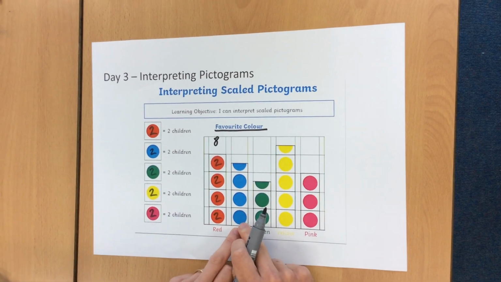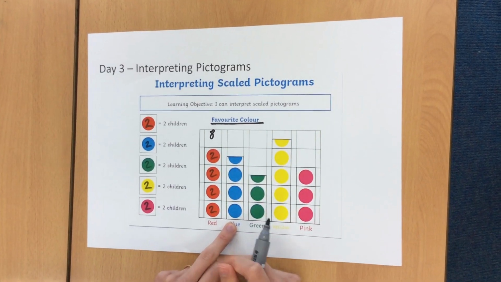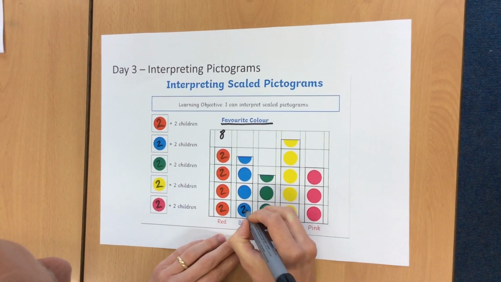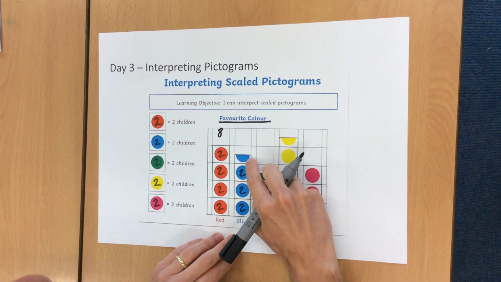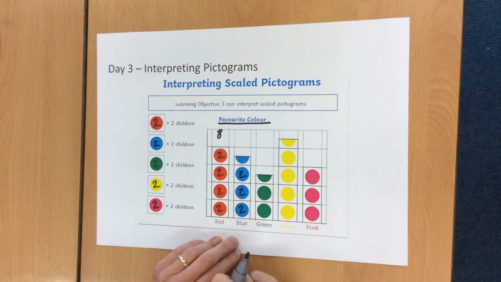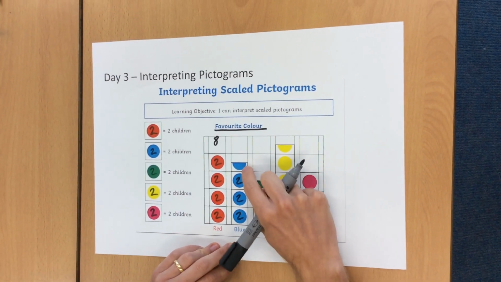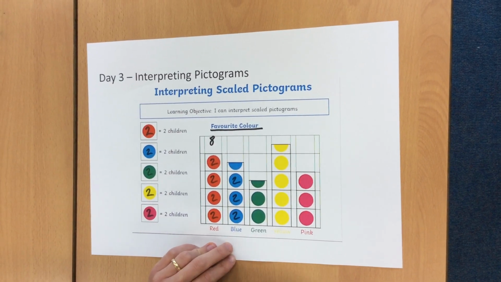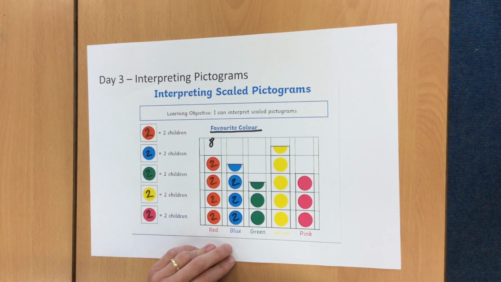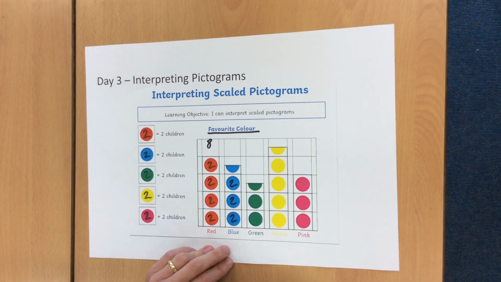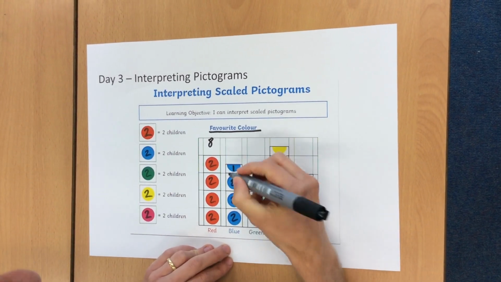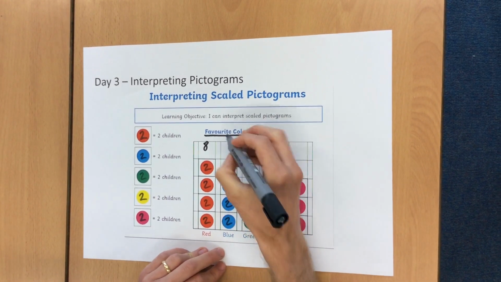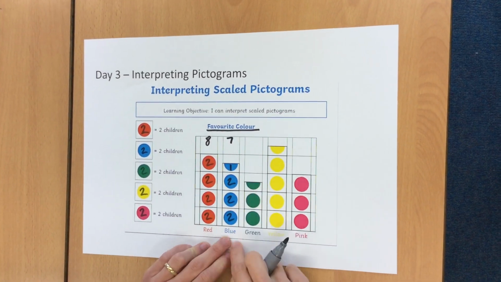Now let's have a look at the blue. You'll notice something slightly different about the blue this time. Blue is still worth 2 children, so I'm going to put a 2, 2, 2, but this time I've got half a counter in here, half a circle. So what number do you think I put in here then, Year 4s? Will it be a 2? No, I don't think it will be a 2 because there's not a whole circle in there. I've got half a circle. It must be 1, so I'm going to put a 1. So when I see the half, that's just 1. 2, 4, 6 plus 1 is 7. So blue had 7 votes.